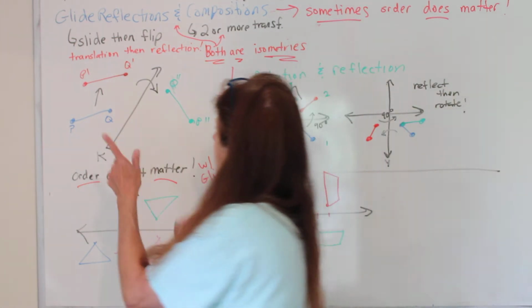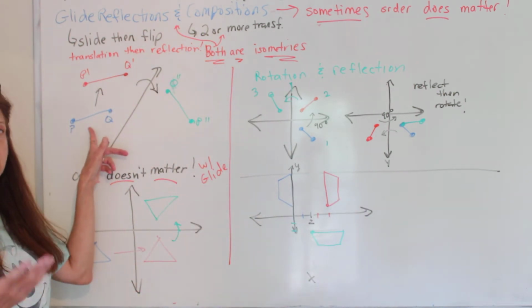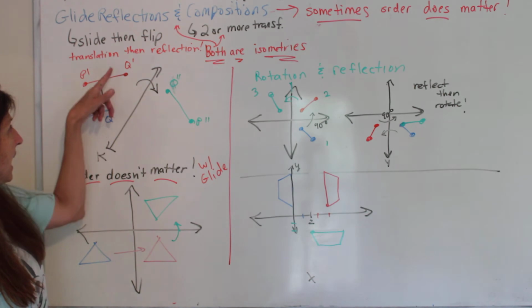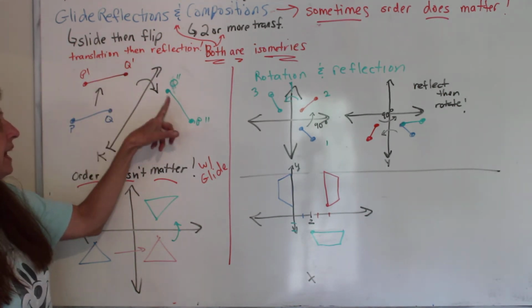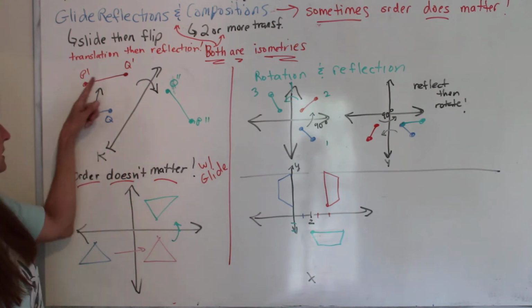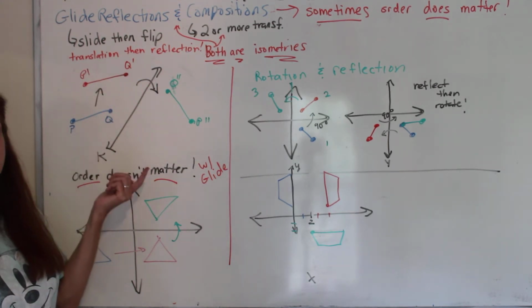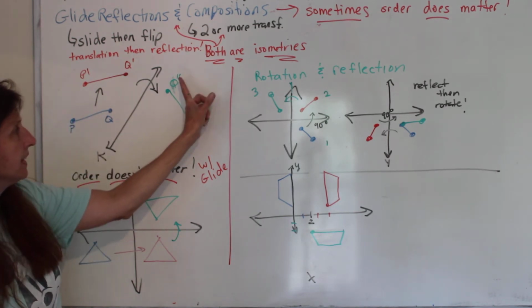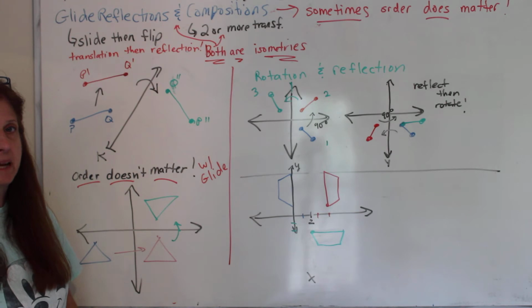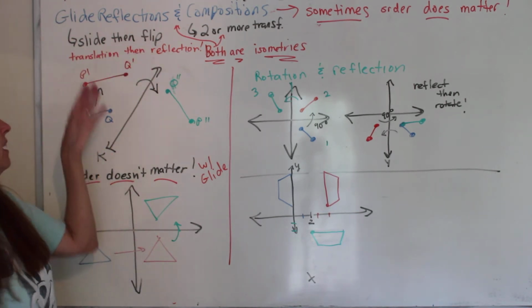All right, so here is an example of a glide. We start with our blue one, that's our pre-image. We slide it to the red one, and then we're flipping it over line K to get the green one. So we slide and flip. Notice the order doesn't actually matter with the glide. If we had flipped first, then slid, we would have been in the same place. So a slide then flip or a flip then slide is a glide.